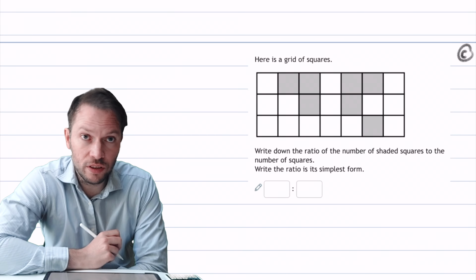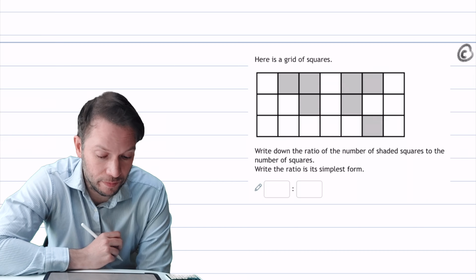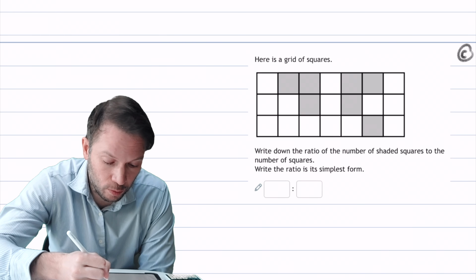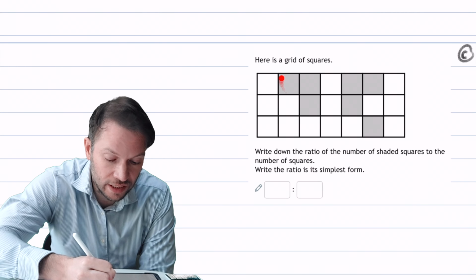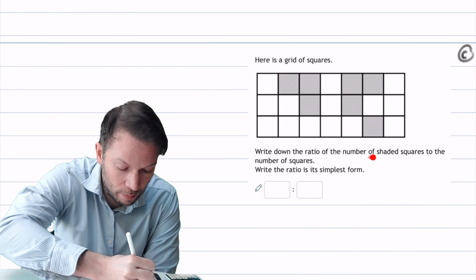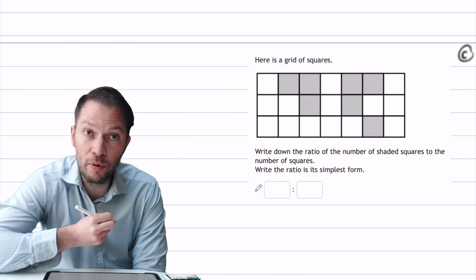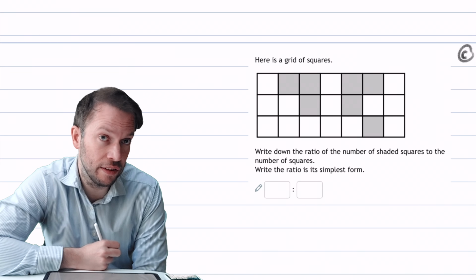In this video, we're going to form and simplify a ratio using objects that we have. So in this case, we've got squares, and some of the squares are shaded and some of the squares are not shaded. And it wants the ratio of the number of shaded squares to the number of squares. Now remember, ratio just gives the relative size of two things.